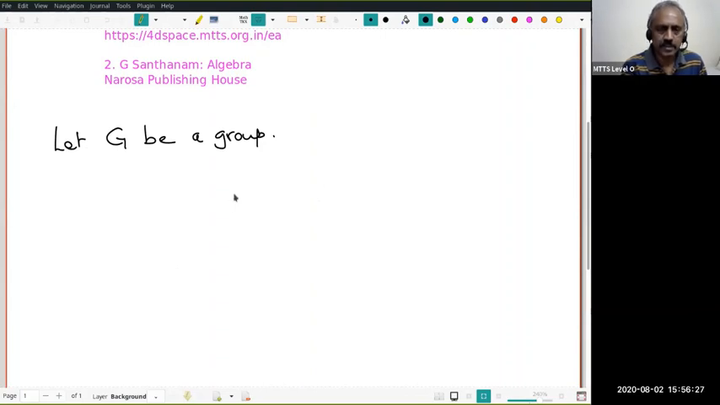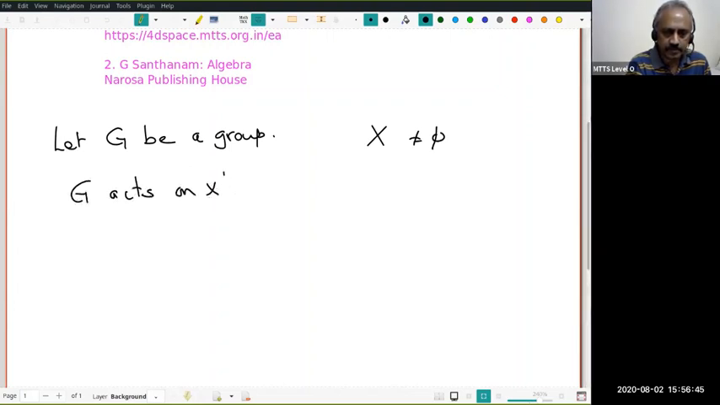And the group may be finite or infinite. At present I don't make any distinction about whether the group is finite or infinite. And let X be a non-empty set. Then I want to define what is meant by G acts on X. This is what I want to look at. Before looking at a formal definition, let me explain what it really means.